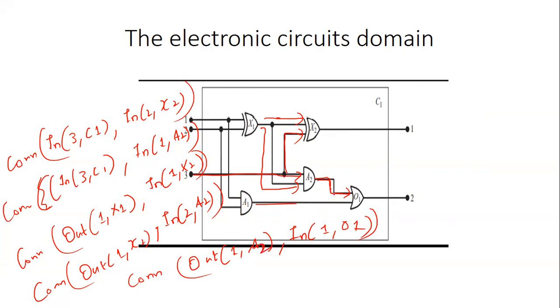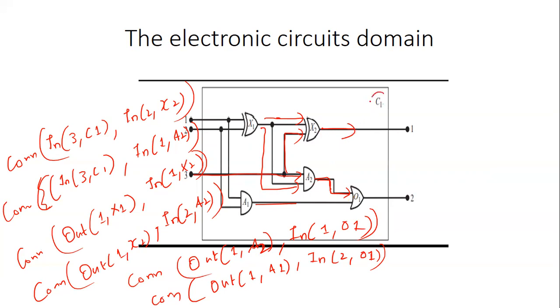First output of A2 is the first input of O1. And the first output of A1 is the second input of O1. Okay, so this is also connected, right? Then the first output of X2 is the output of C1.